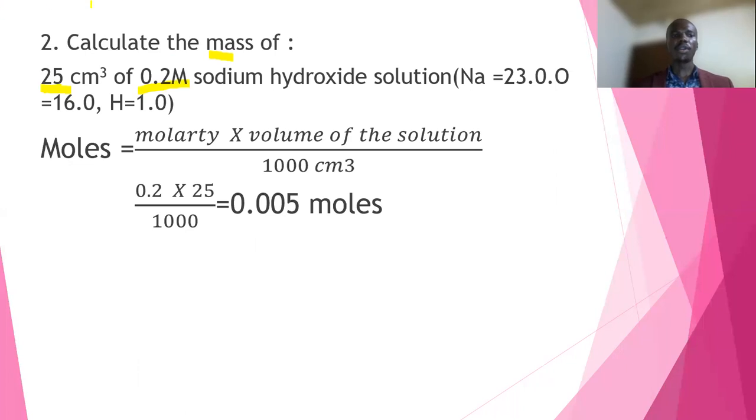We know the molarity is 0.2 times the volume, which was 25. Then we divide by 1,000, which gives us 0.05 moles of sodium hydroxide. So from there, we can now calculate the mass. Mass is given by molar mass times moles. So from here, we can get the molar mass of sodium hydroxide. Sodium hydroxide is always 40.